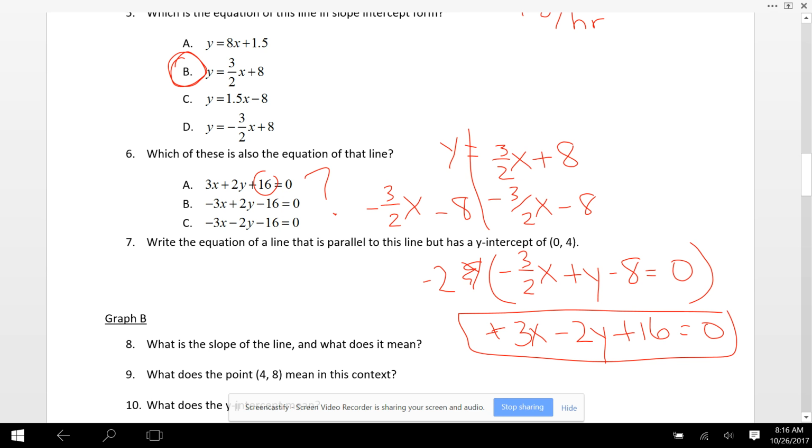Okay, but my slope is -3/2, and I want to keep the same slope. So I'm going to have y equals -3 over 2x, because my slope is the same for parallel. And I want it to go through 4, so I'm going to put plus 4. Okay.